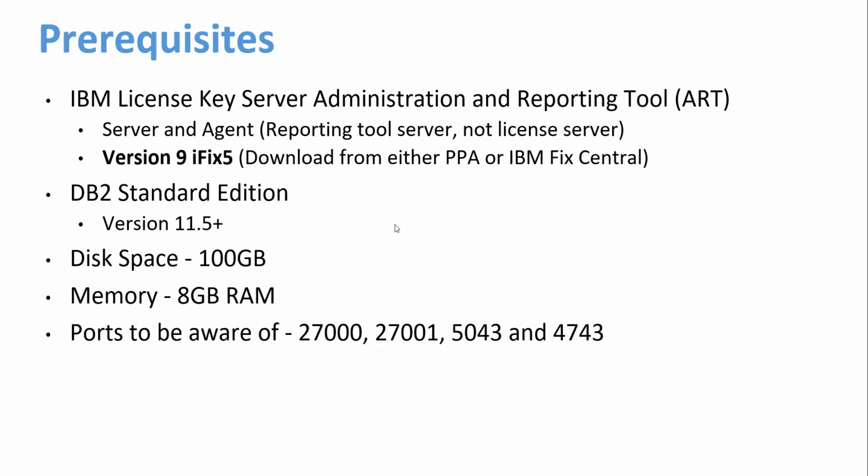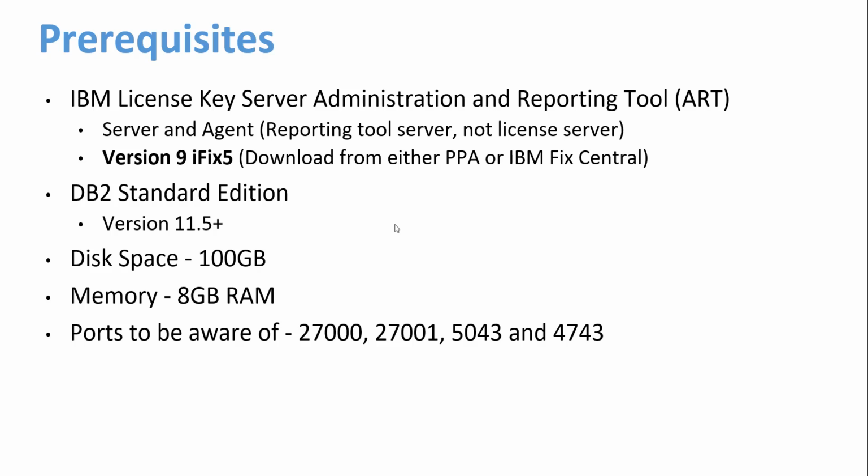Now, the system requirements say you need 100 gigabytes of disk space, but I'm using 80 gigabytes on the VMs. The system requirements for memory are 8 gigabytes of RAM, but I think I have 12 on this image. And I'm saying ports to be aware of are these ports.